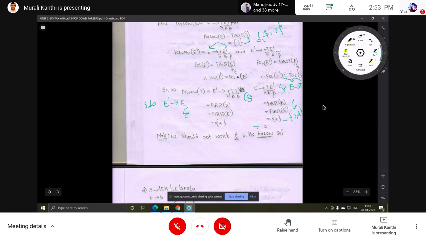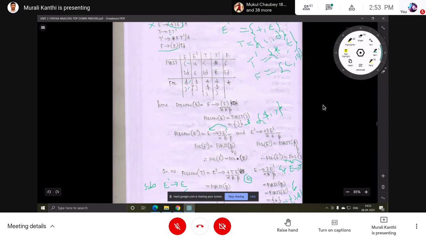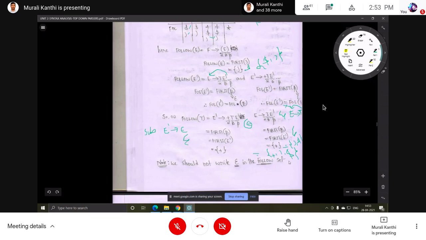So finally, what do we get? Closing parenthesis and dollar. Okay, follows of T plus closing parenthesis dollar. Okay, this point is missed in this type of epsilon. E dash implies plus T dash, we get epsilon. In this production, epsilon is taken for the substitution purpose. Okay, it's taken for the substitution purpose.